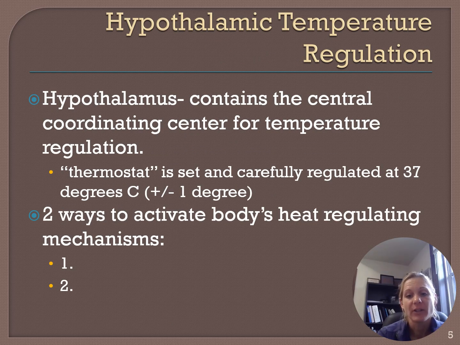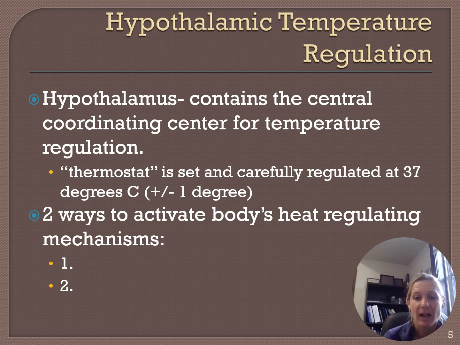So where does all of this information become regulated? We are going to have the hypothalamus as kind of our thermostat within the body. The hypothalamus is going to contain that central coordinating center for temperature regulation, also known as the thermostat within the body. And again, the idea here is we want to carefully keep that temperature around 37 degrees.